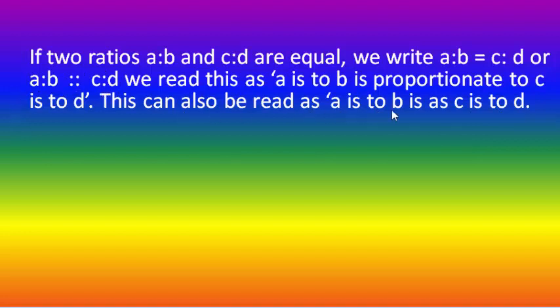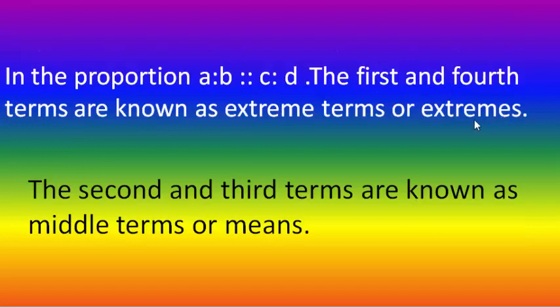A is to B is as C is to D. Extremes. In the proportion A is to B is as C is to D, the first and fourth term, that means A and D, are known as extreme terms or extremes.